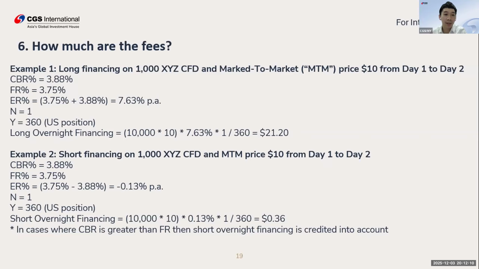Okay. And in terms of short financing, if the central bank rate is lower than the financing rate, okay, you actually receive interest. Okay, so based on our example here, central bank rate is 3.88%, financing rate is 3.75%. Okay, so if we net off the central bank rate against the financing rate, we have an effective rate of negative 0.13. So basically, we will be paying you this 0.13% of interest. And assuming you are holding a 100K USD position, then you'll be receiving 36 cents per day.